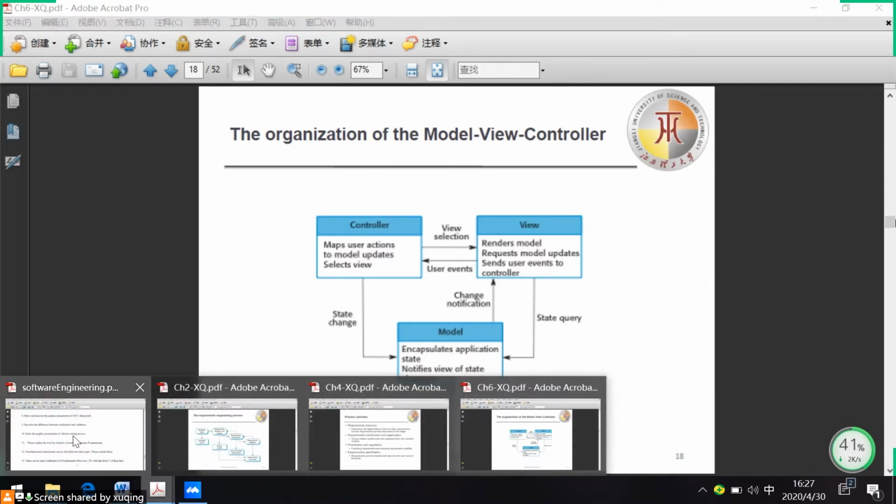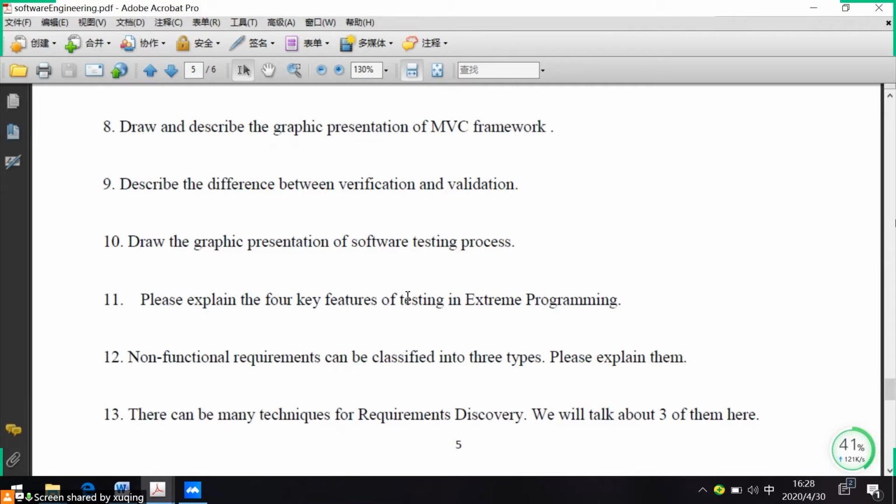Okay, this is for this one. And then for exercise 9, we need to describe the difference between verification and validation. This one we have also done multiple times, to differentiate between verification and validation.